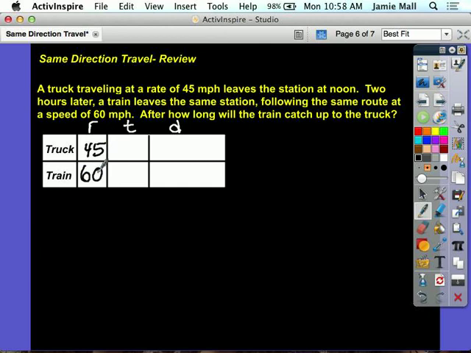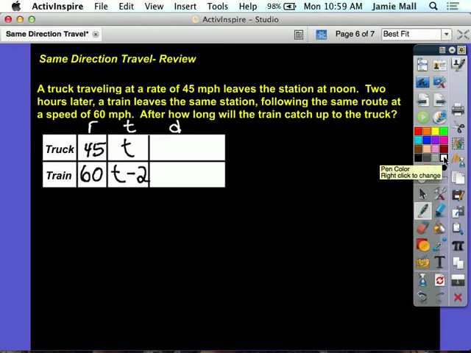The truck leaves the station at noon. Because it was the first variable given to me, I'm going to just call that t. And the train leaves 2 hours later. And so I'm going to call this t minus 2. Because the train leaves 2 hours later, it means that the train is traveling 2 hours less.